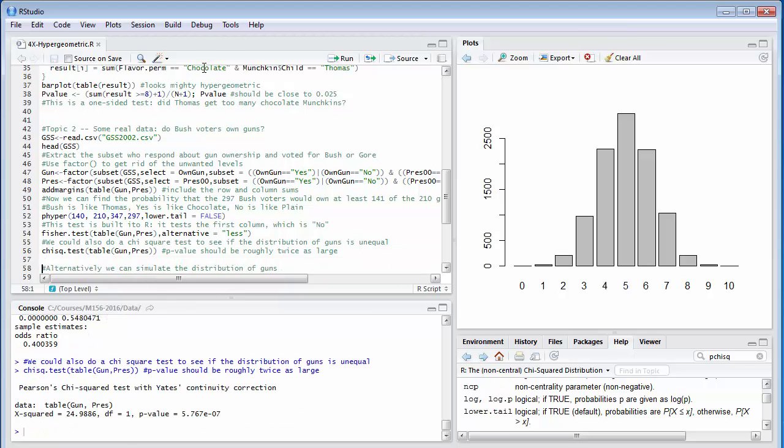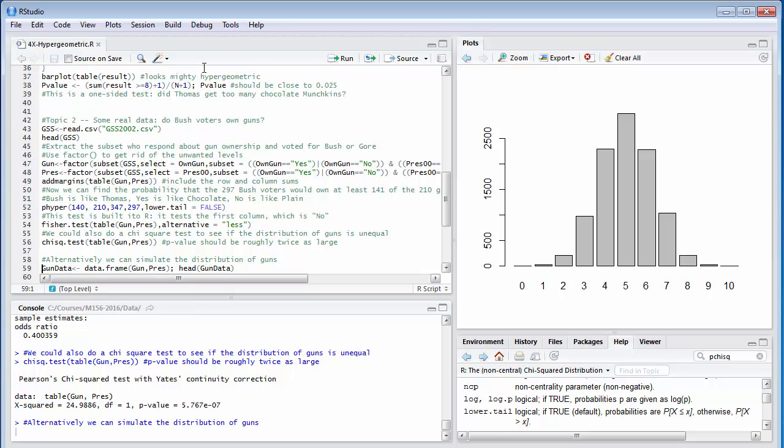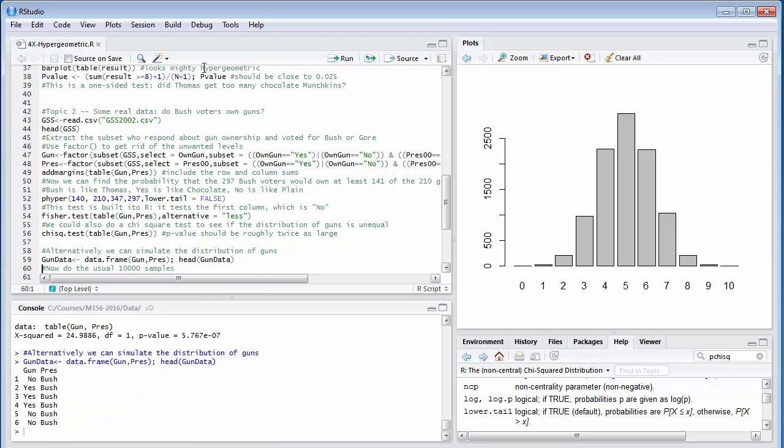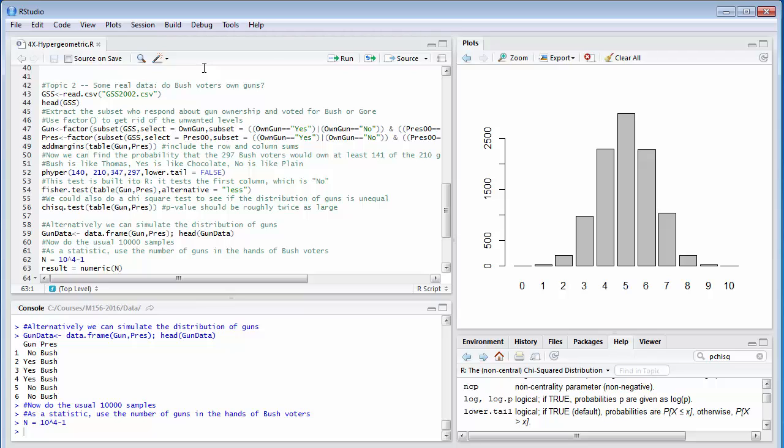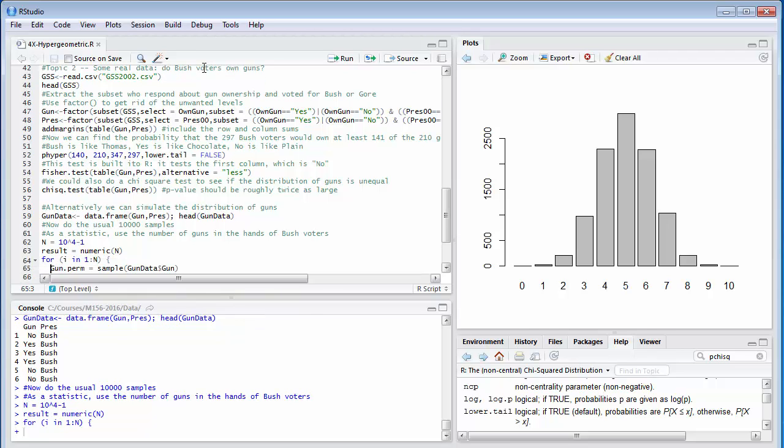When you run chi-squared on this, you get a result that is about twice as big because it's a two-sided test. And now we can simulate the distribution of guns. So let's make a data frame where we have a gun column and a president column, and sample 10,000 times from that. The statistic that I'm going to use is the number of guns that are in the hands of Bush voters. So we'll do this 10,000 minus 1 times.